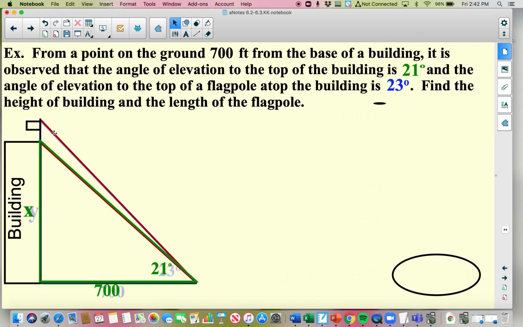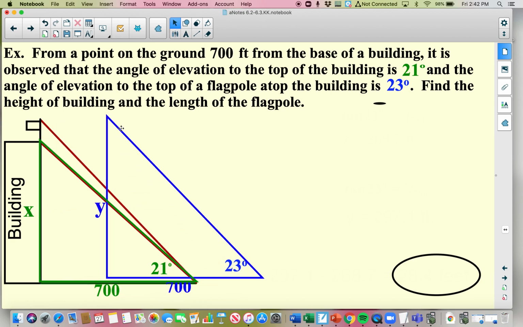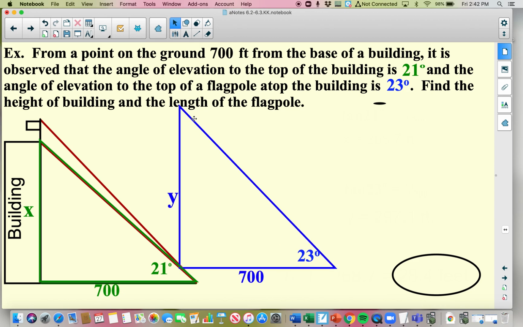So if I highlight that, and this is going to overlap for a second, I'm going to pull out my blue triangle just a little bit here. Okay, you can see this 23 degrees is all the way to the top of the flagpole, and the 21 degrees is just to the top of the building. Everything else is the same, except now this X is the building height, Y is the building and the flagpole height. So make sure you understand the picture, because I'm going to go on to the math, obviously.